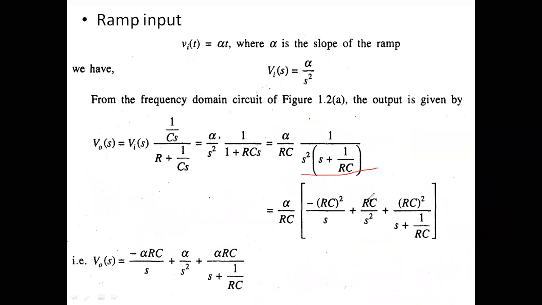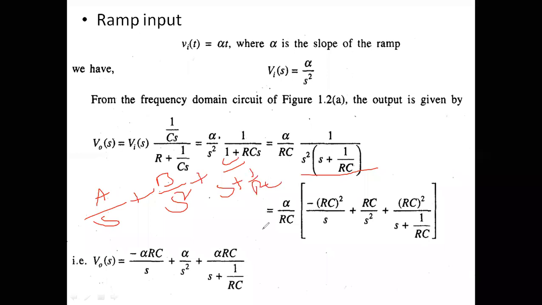Therefore this is also in the second form. It can be written as a by s plus b by s square plus c by s plus 1 by RC. Therefore, this is your partial fractions form. For this one, you have to find out the ABC values. If you solve it, I have written the direct answers: A value is minus RC square, B value is plus RC, C value is plus RC square. I think you know how to find out the ABC values.